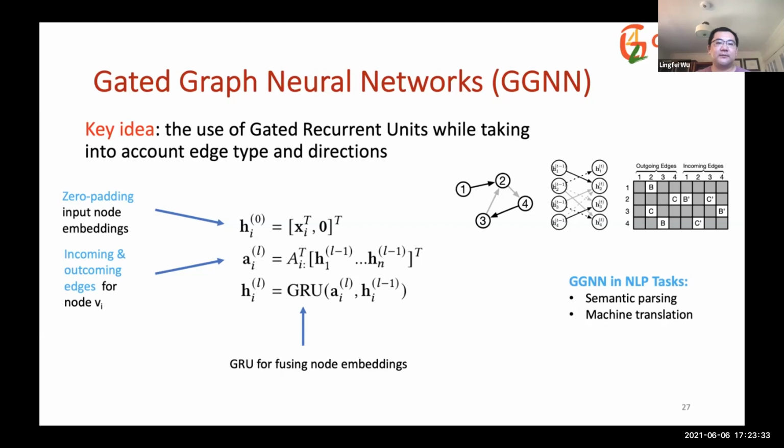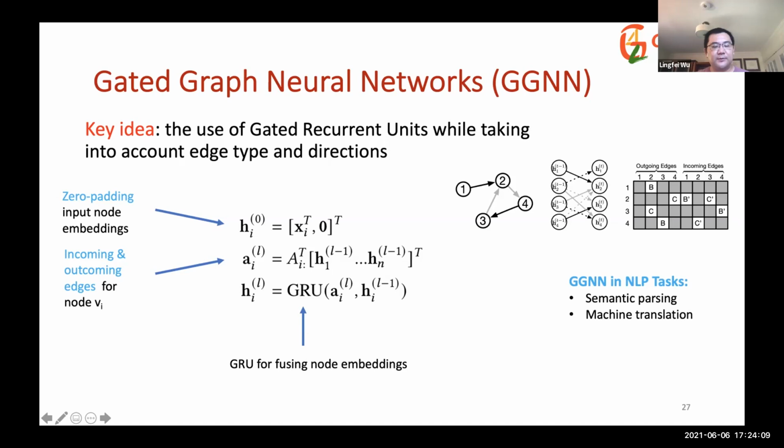The last group of methods is called recurrent-based methods. The representative method is the gated graph neural network. The key idea here is to use the gated recurrent unit while taking into account the edge type and direction. I will show this in the equation. They take the raw input, the node attribute, as input, but because different nodes may have different attribute lengths, they use zero padding in order to make all the graph nodes have the same length.